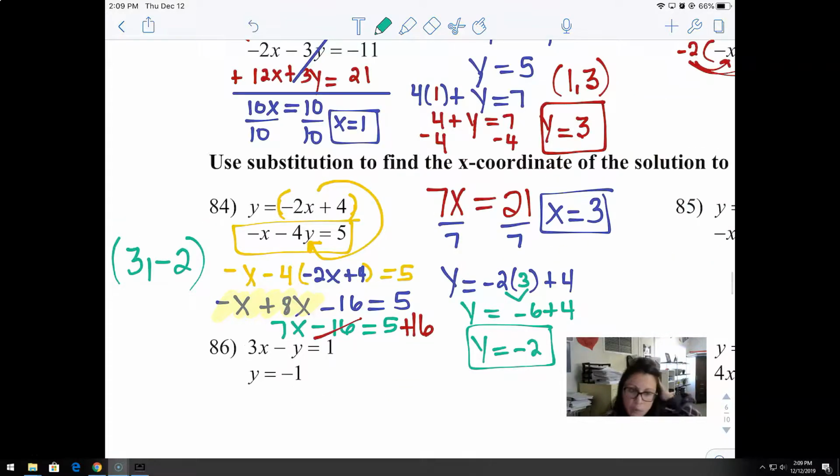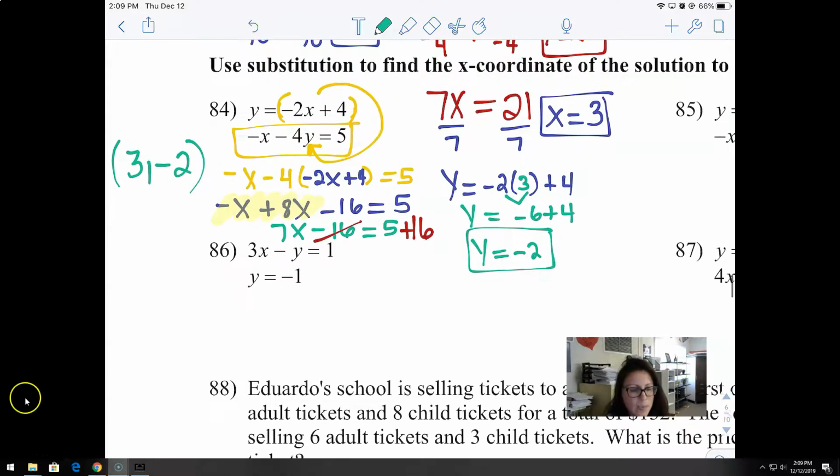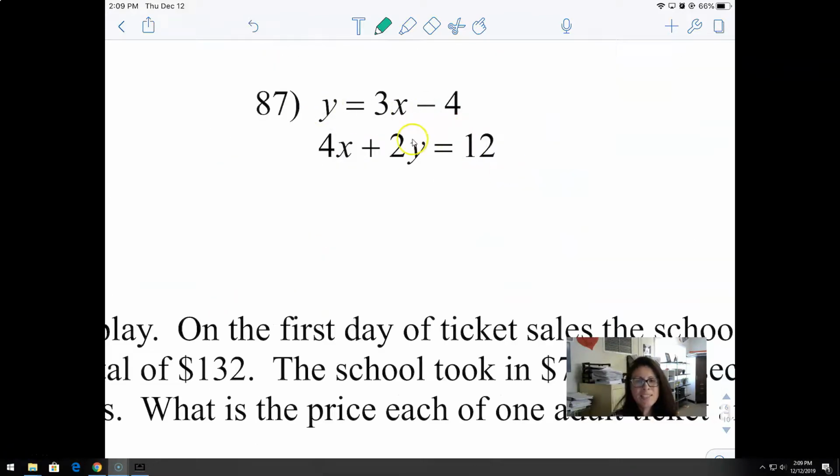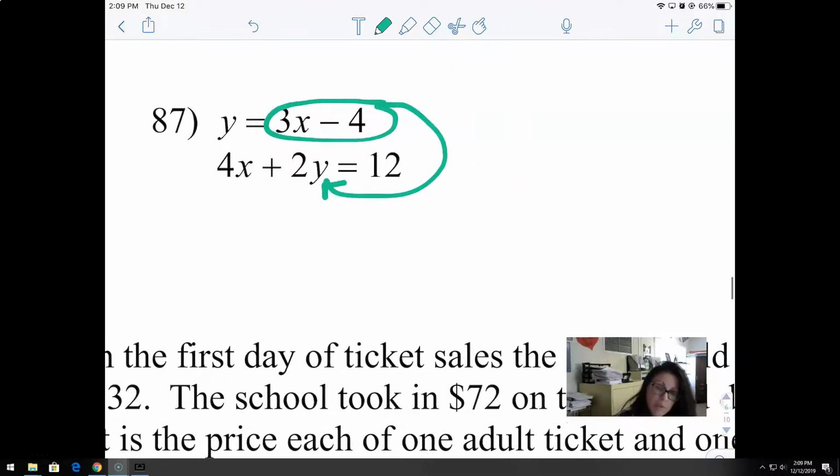All right, so that's 84. Let me see how I'm doing on time here. I'm just going to walk you through because I can't make these videos too lengthy, otherwise they will never upload. I see that the variable y is solved for, so I'm going to take that and point to the other y in the equation, and I'm just going to set you up.